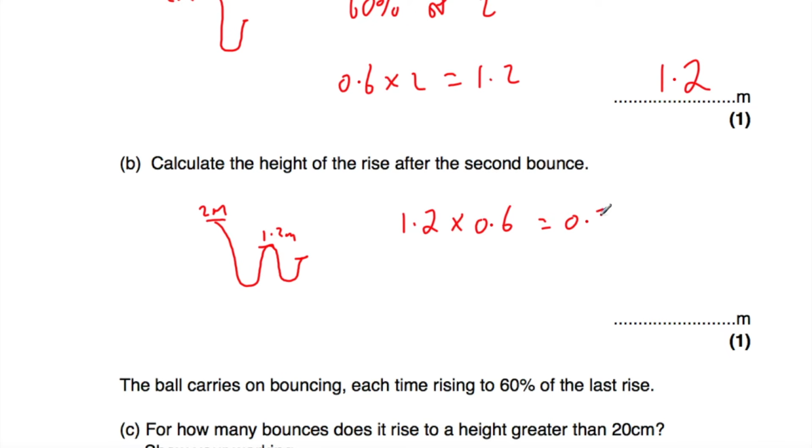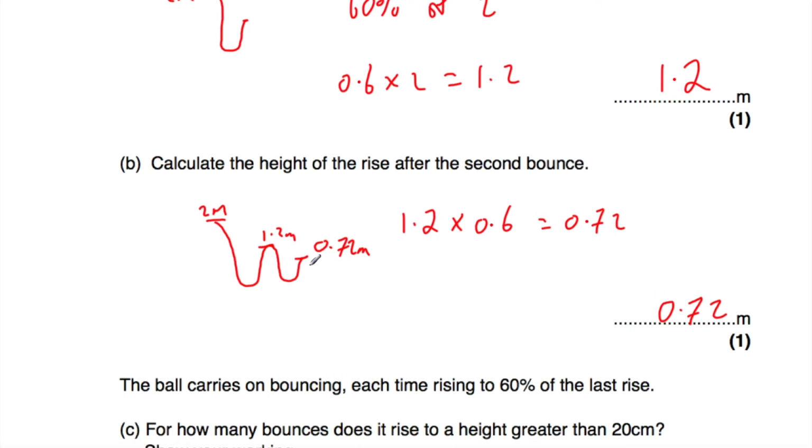That's equal to 0.72. So it rises to a height of 0.72 meters. So that's fantastic. Okay, so it starts off at 2 meters, it falls, it bounces, it rises to 1.2 meters, it falls again, bounces and comes up to 0.72 meters or 72 centimeters, and so on.